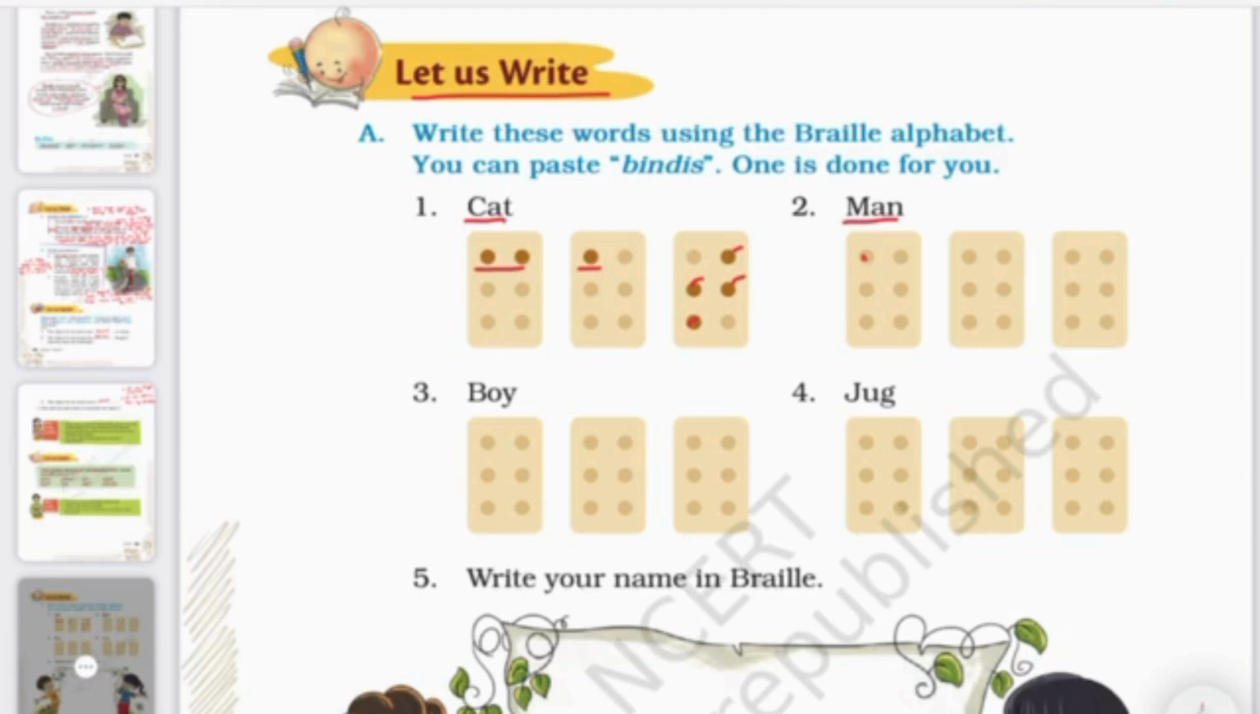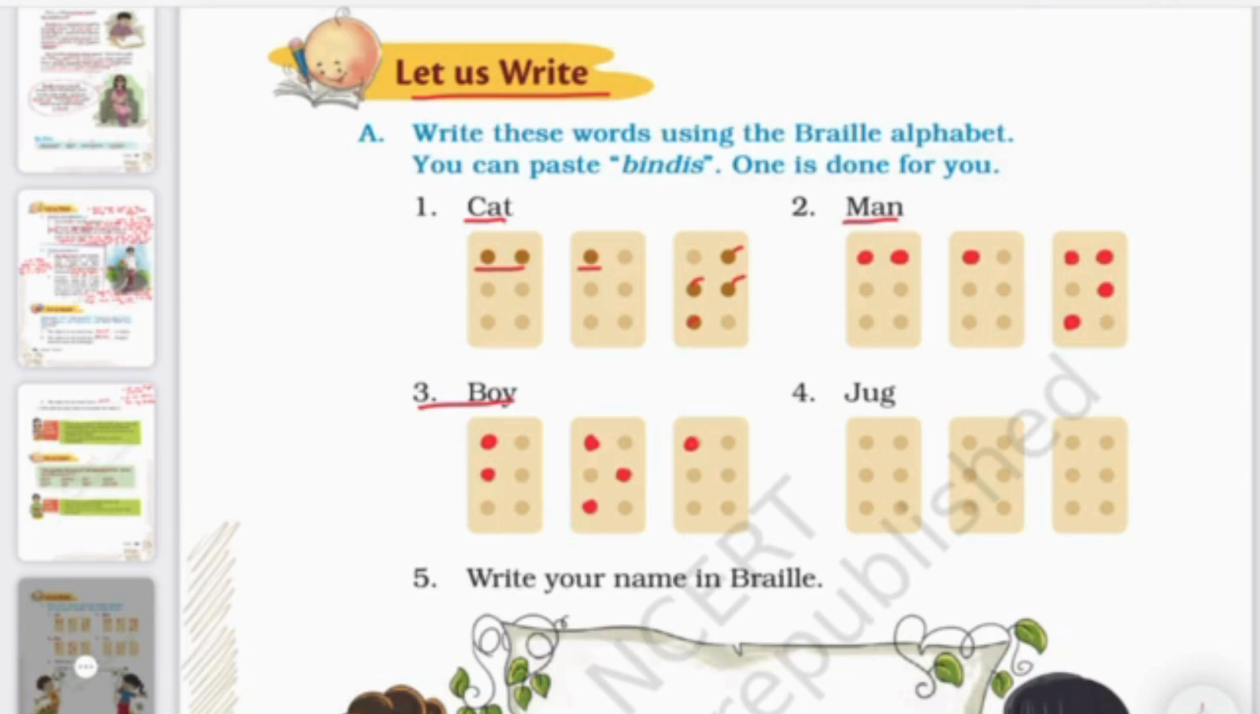First two dots, first two. M. Next, A, only one bindi, we want to paste it. Next, N, 4 bindis, 1, 2, 3, 4, 4 bindis we want to paste. Next, boy, third letter is boy. Okay, B, 2 bindis. Next, O, 1 bindi here, 1 bindi here and one more bindi we want to paste it here. Next one is Y.